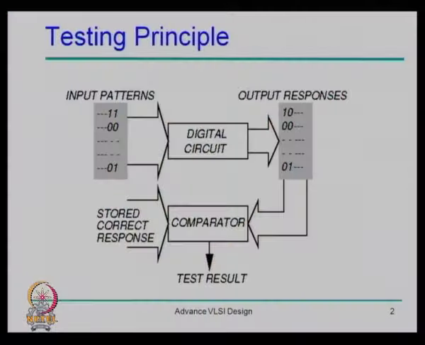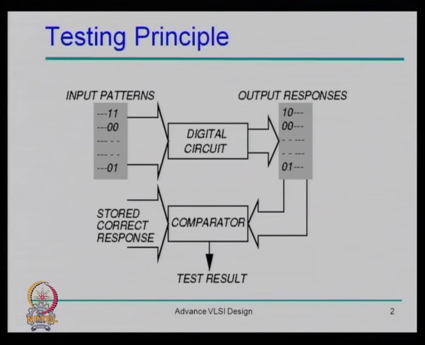Now it is the responsibility of test engineers to bring down this exhaustive test to a test set which can be applied in reasonable time, and it gives you almost similar confidence to what you would have got from the exhaustive test. Okay, so now let's look at the various methodologies: how I can generate that compact test set that can be applied within a few seconds.